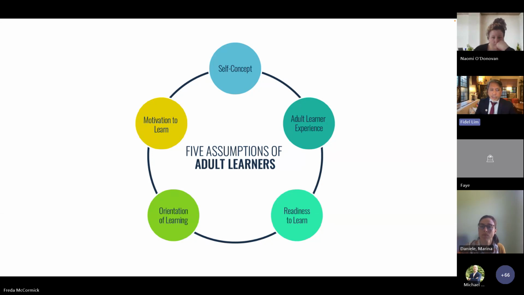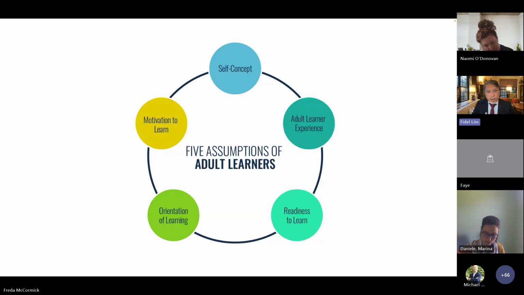The adult learning principle is the idea that adult learners have self-concept and self-directed ideas. So they are more independent learners, right? They know what they want to learn. They bring with them a lot of life experiences, and that's usually, for me, a good way to get to know my students.